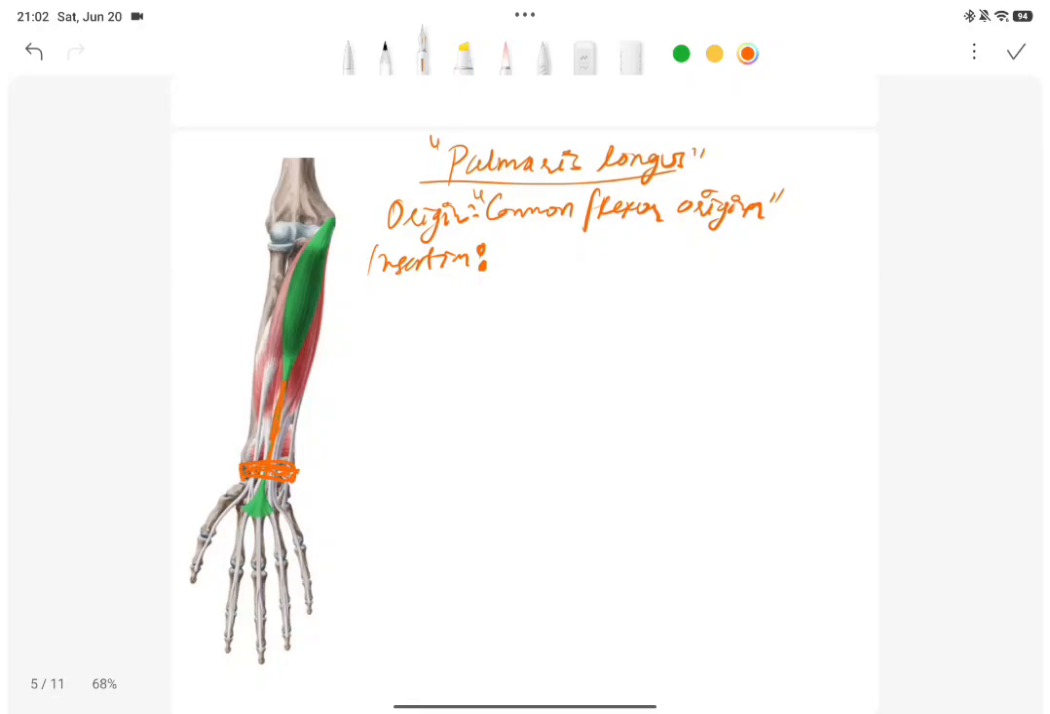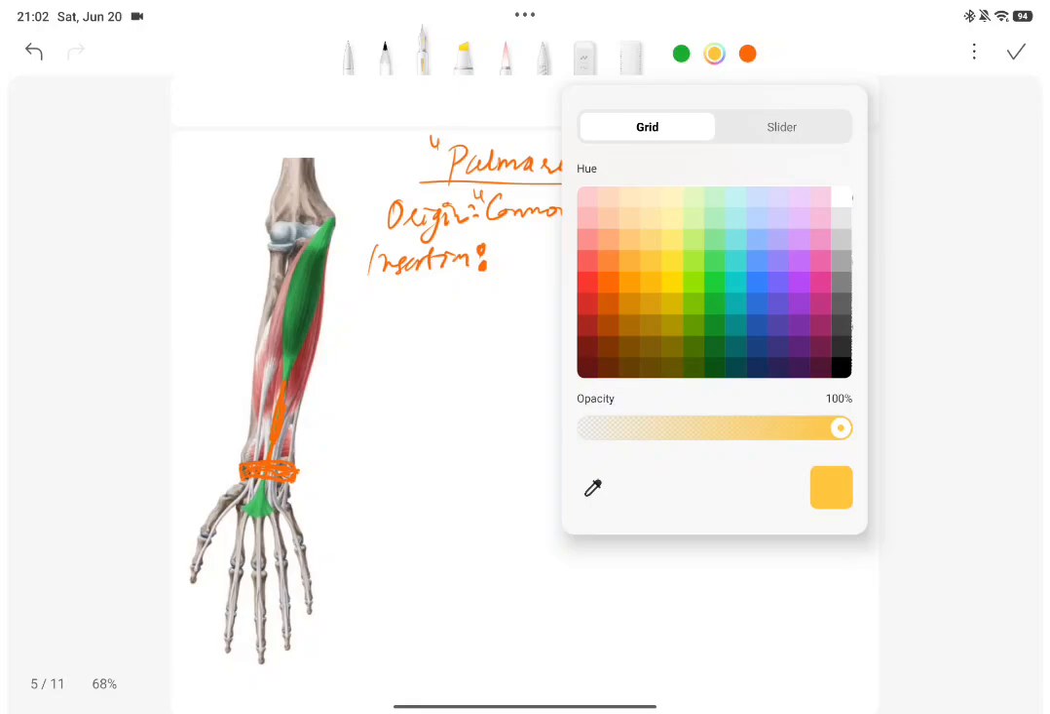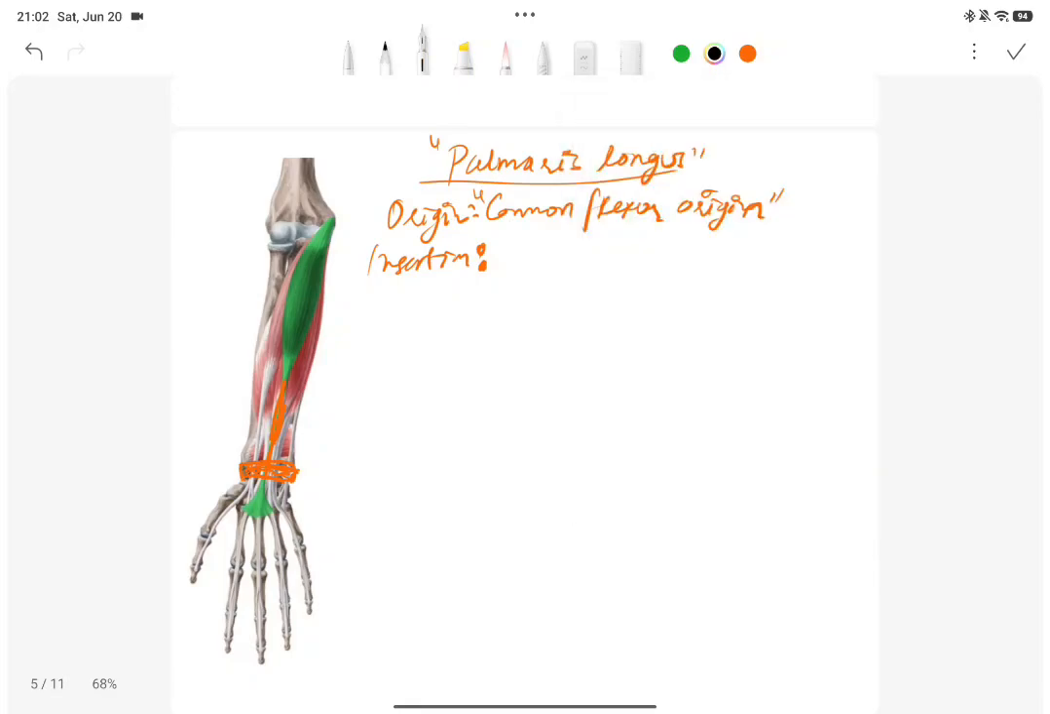सो देयर इज द लङ स्लेन्डर टेन्डन द्याट पासेस ओभर द फ्लेक्सर रेटिनाकुलम के. सो फ्लेक्सर रेटिनाकुलम भन्दा इट पासेस ओभर के. ओभर भनेको माथिबाट जान्छ भनेको के. सो फ्लेक्सर रेटिनाकुलम यो भयो नि इट पासेस ओभर द फ्लेक्सर रेटिनाकुलम एन्ड इट जोइन्स द पाल्मर एपोन्युरोसिस. सो देयर इज अ पाल्मर एपोन्युरोसिस इट जोइन्स द पाल्मर एपोन्युरोसिस के.